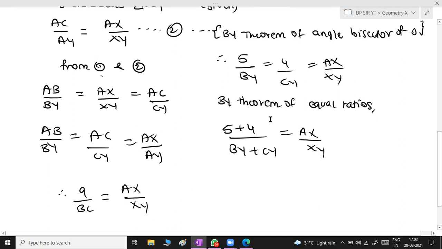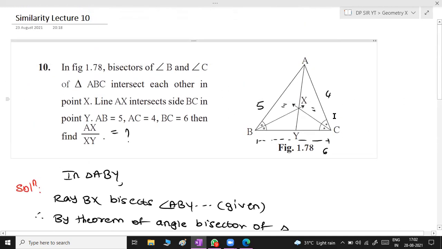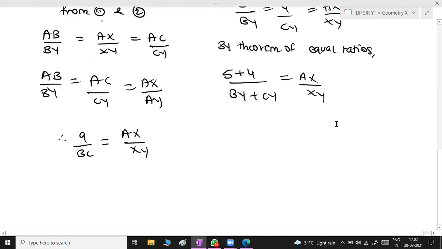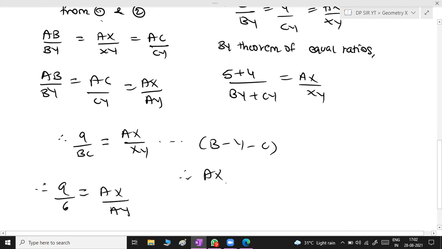How did BC come? When you check the figure, BY plus YC is BC. Okay. So now again there is 6. Here you can just justify your step. That is B dash Y dash C. Okay. Here therefore 9 by 6 is going to be AX upon AY. Therefore AX upon AY is going to be 3 threes are 9 and 3 twos are 6, and therefore your final answer is 3 by 2.